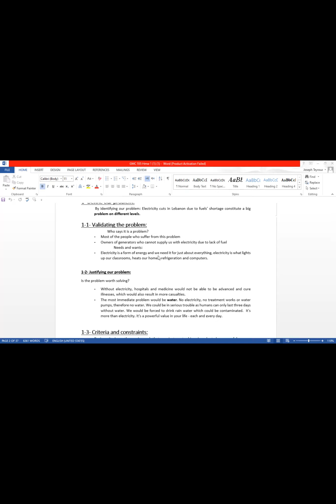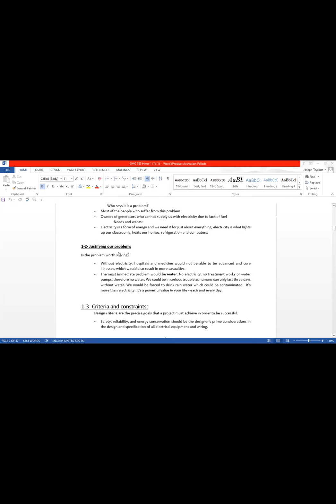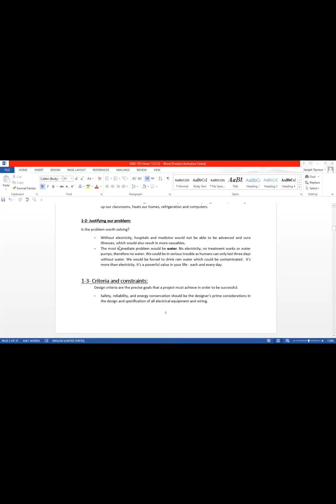Electricity is a form of energy and we need it for just about everything. Electricity is what lights our classroom, heats our homes, and powers refrigeration and computers. Is the problem worth solving? Yes, because without electricity, hospitals and medicine would not be able to advance and cure illness. And the most immediate problem would be water. No electricity, no treatment works or water pumps, therefore no water.